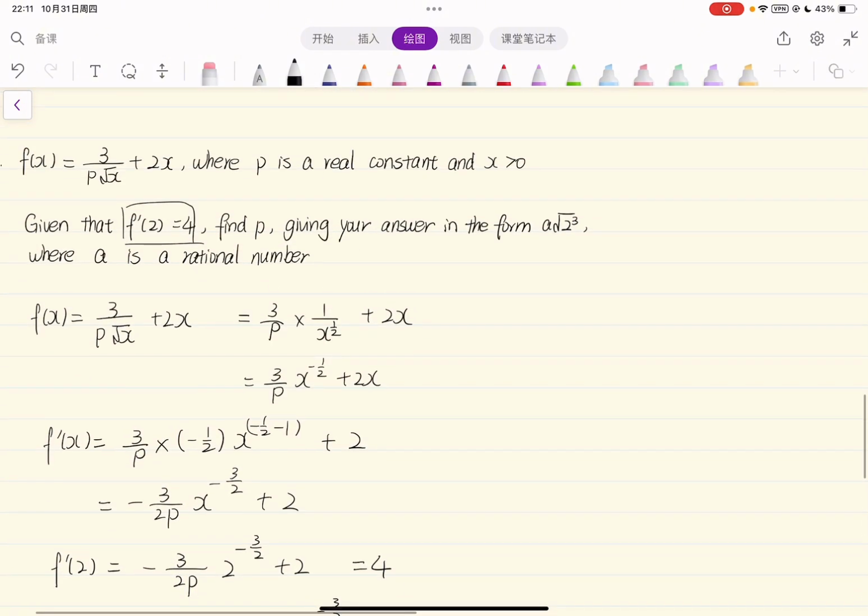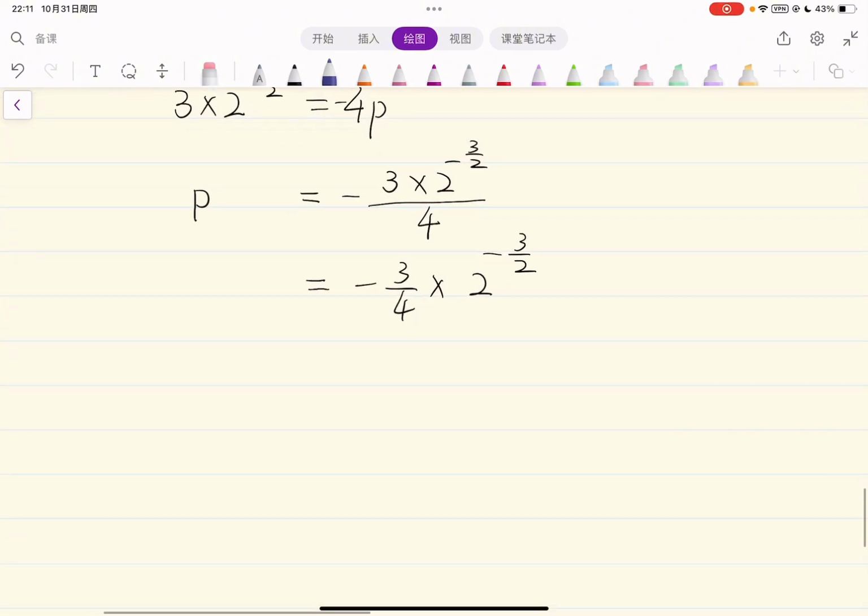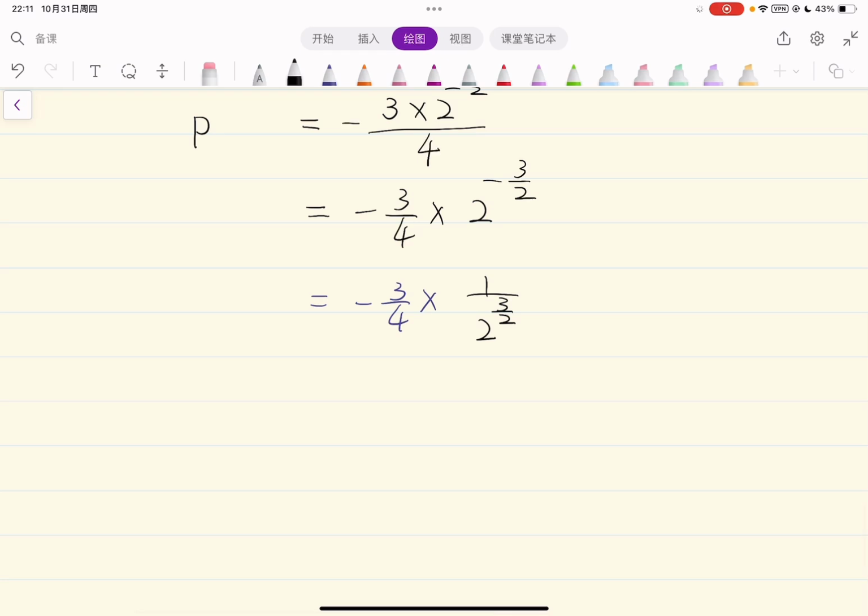As the question said that you need to write it in the form a times the square root of 2 cubed, we need to change the form. We have negative 3 over 4 times 1 over 2 to the power of 3 over 2. That equals negative 3 over 4 times 1 over square root of 2 to the power 3.